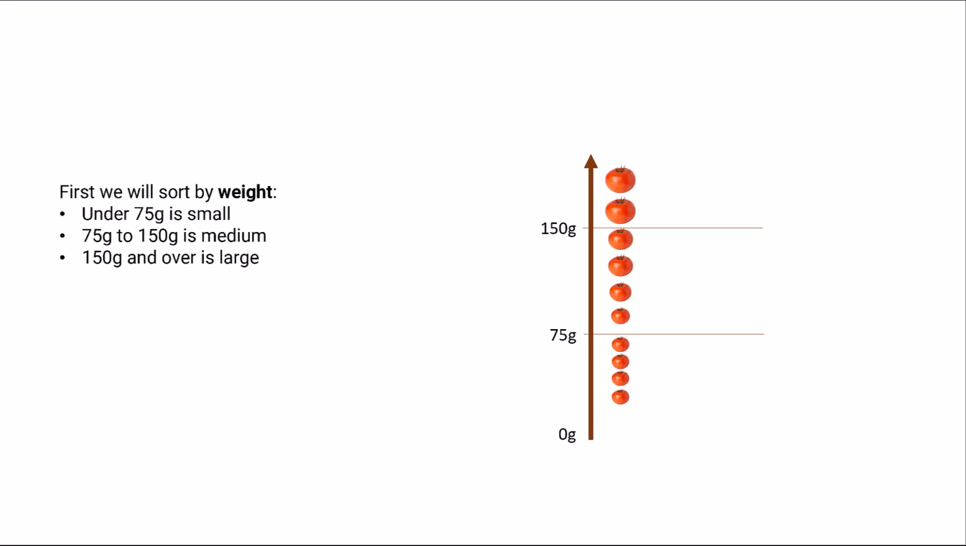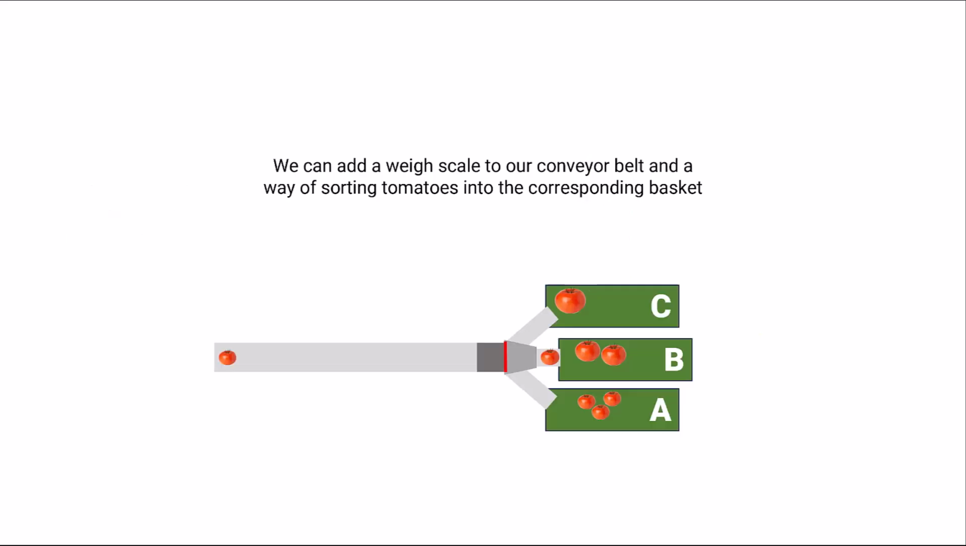Now, how could we do this with our conveyor belt? Well, we can add a weigh scale. That's the dark grey box there. And what can happen is a tomato comes along the conveyor belt, it lands on the weigh scale, it's weighed, a small piece of code tells the gate to open and turn on the conveyor belt that moves the tomato down into box A. Very simple stuff.